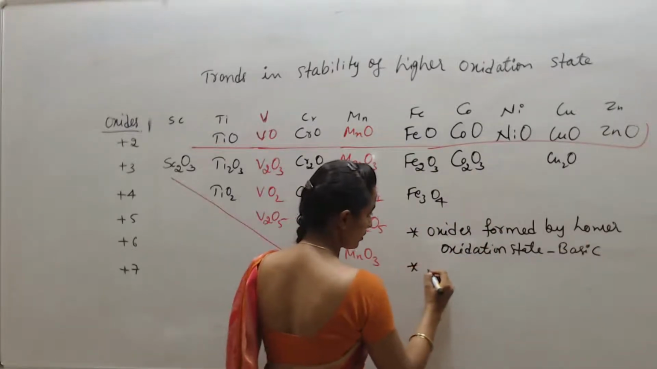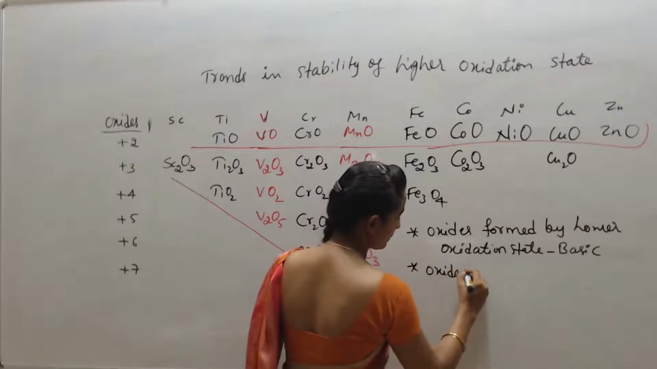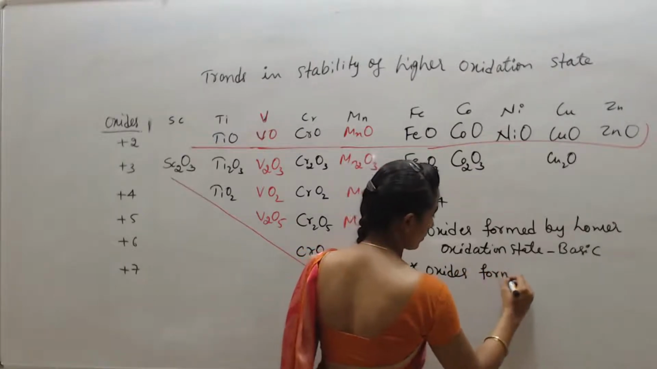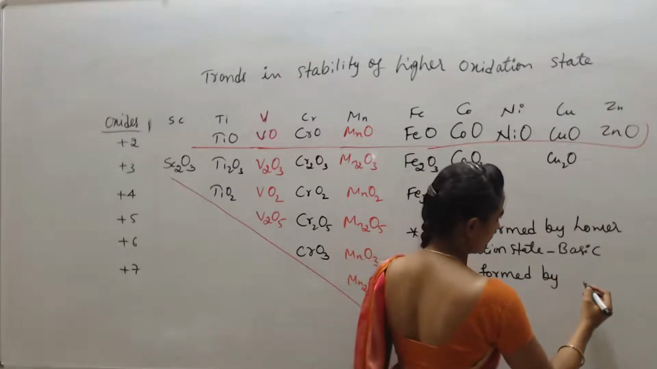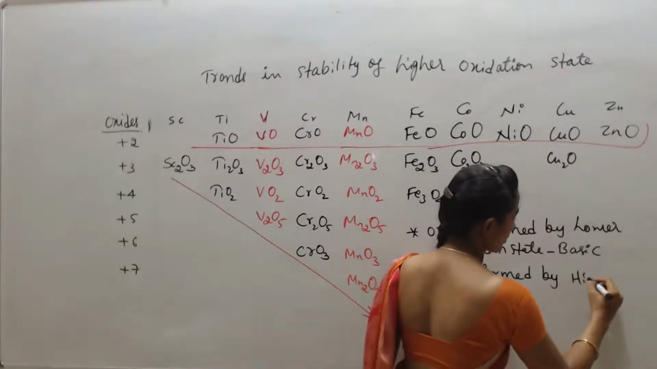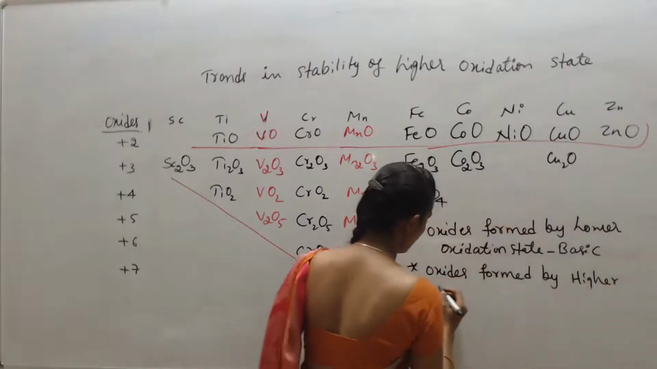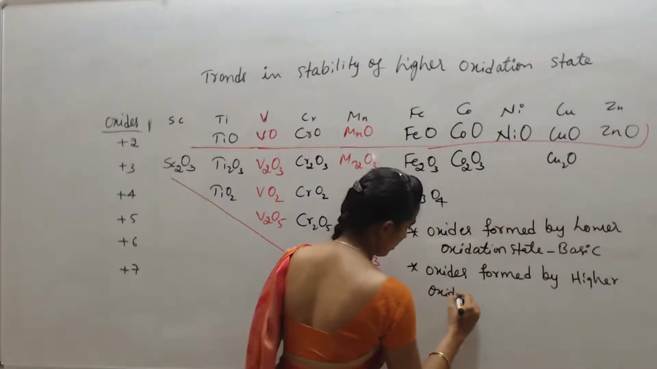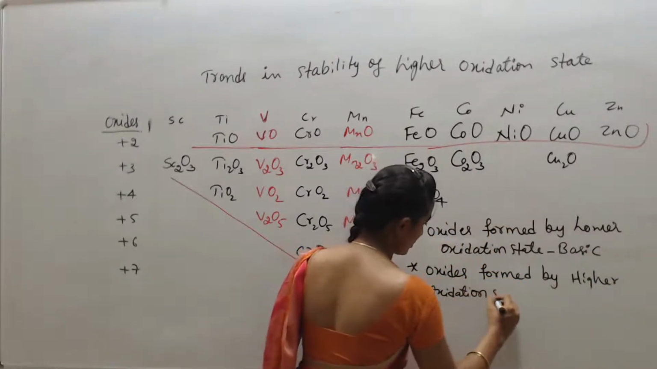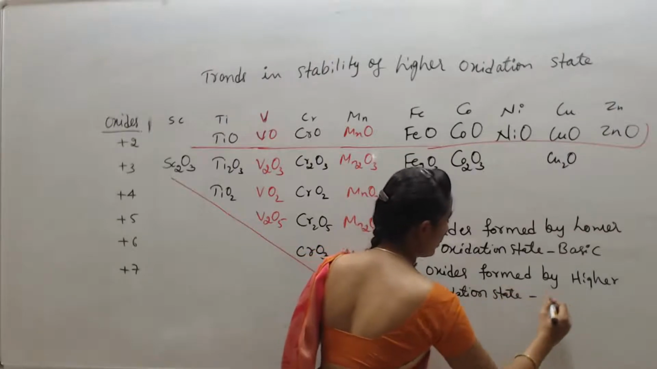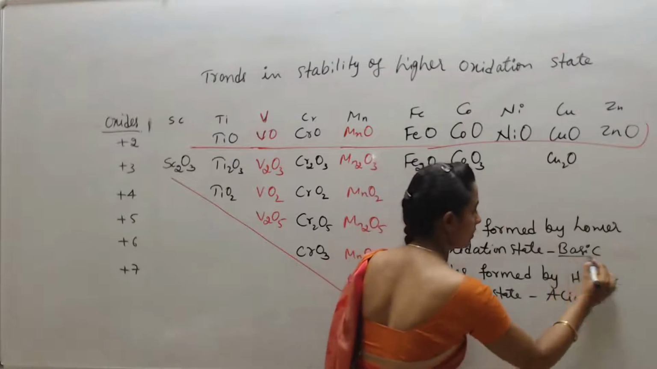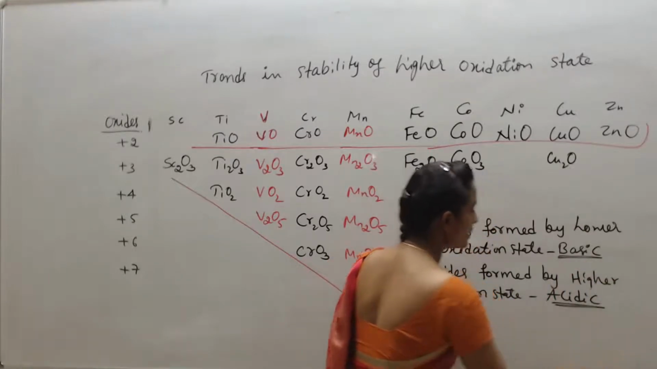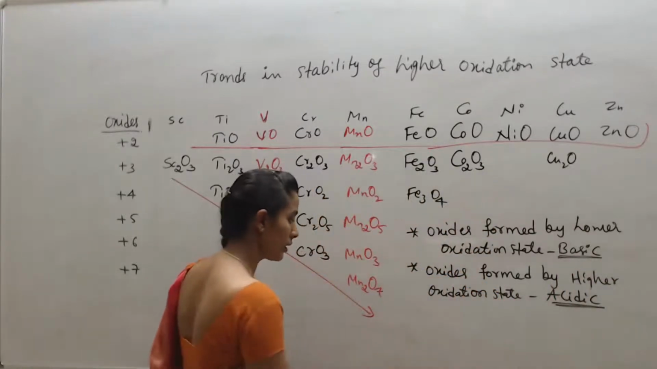Okay. Next, oxides formed by higher oxidation state. Higher oxidation state, then they are acidic. Okay, this is basic, this is acidic, very important.